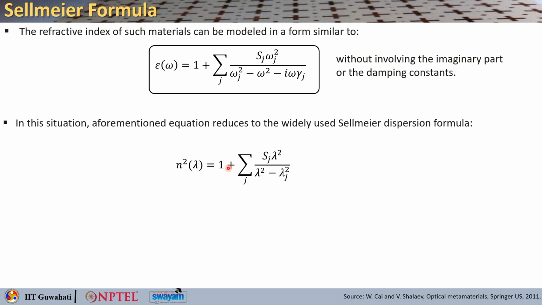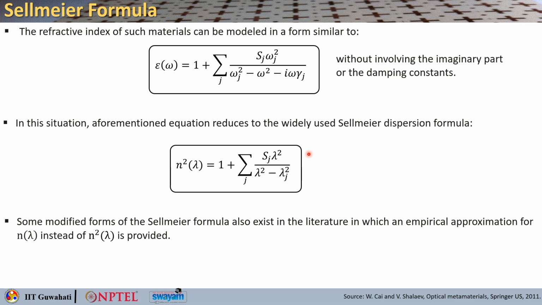Okay. So, you have 1 plus summation over j s j. Now, instead of omega j square divided by omega j square minus omega square, you will simply have lambda square divided by lambda square minus lambda j square. So, they are basically inversely proportional to each other. I am sure all of you know this particular relation, like f equals c by lambda. f is linear frequency, and when you multiply by 2 pi, you get omega.